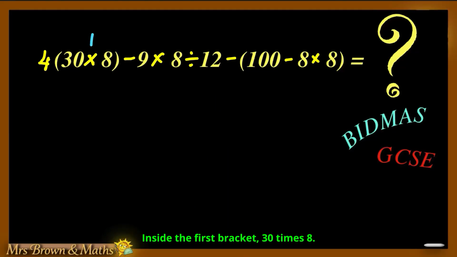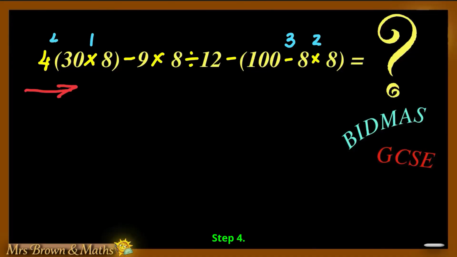Step 1. Inside the first bracket, 30 times 8. Step 2. Inside the second bracket, multiplication goes first, 8 times 8. Step 3. Subtract that result from 100. Now we move outside the brackets. Step 4. 4 multiplied by the result of the first bracket.